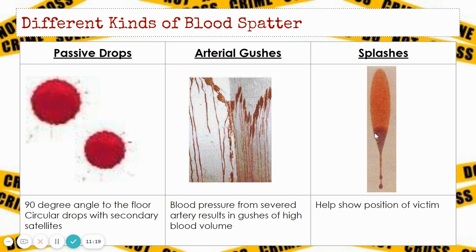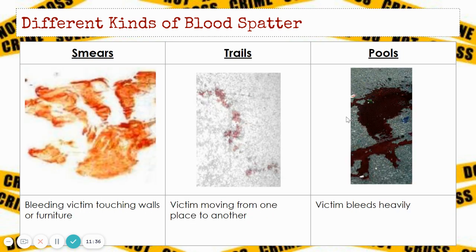We have what are splashes. Splashes are similar to passive drops, but splashes refer to having different angles. Passive drops are from 90 degrees. Splashes are going to be from lower angles. That's going to help us determine the position of the victim, the direction in which the blood was moving. Then we have smears. Smears is when a bleeding victim would touch the walls or furniture. So if they're holding an injury and then lean up against something, they'll leave a smear of blood.